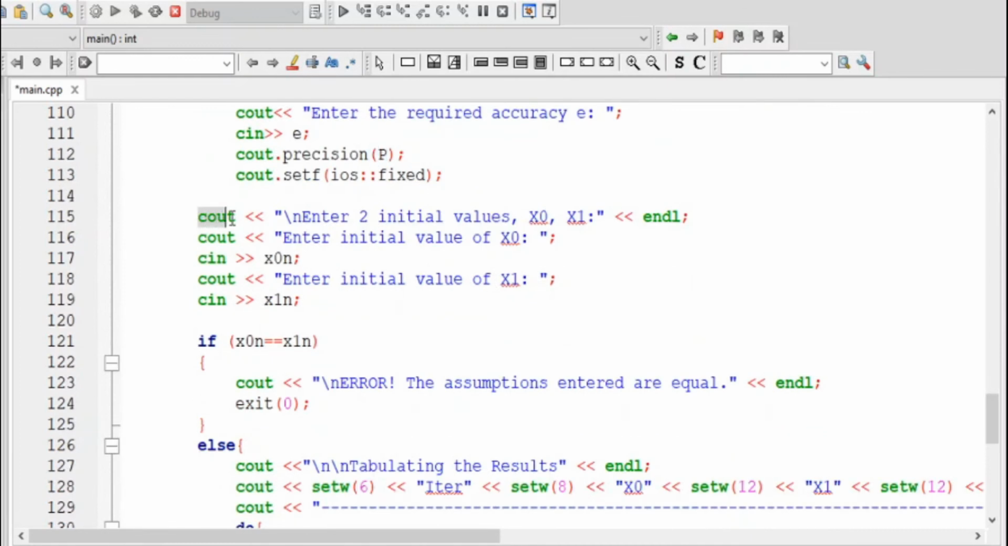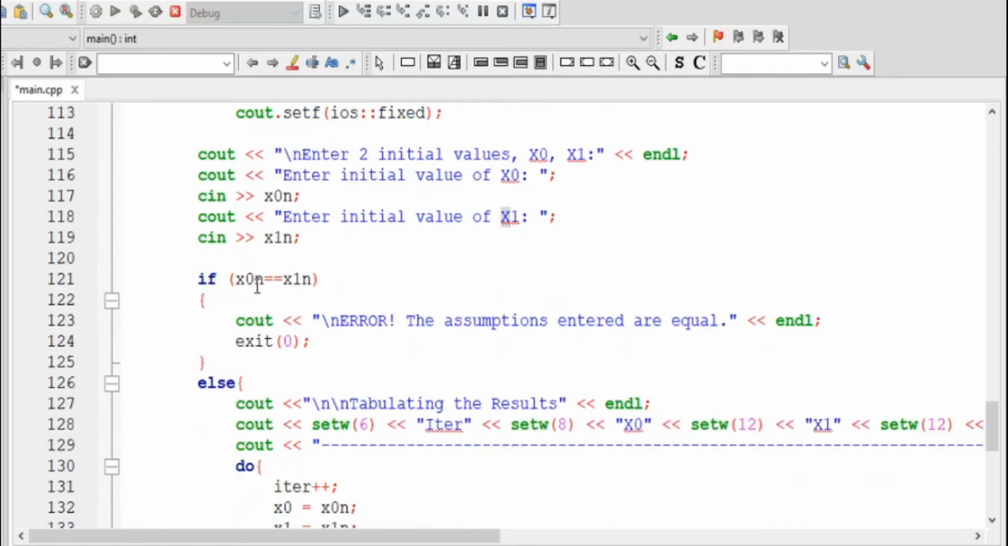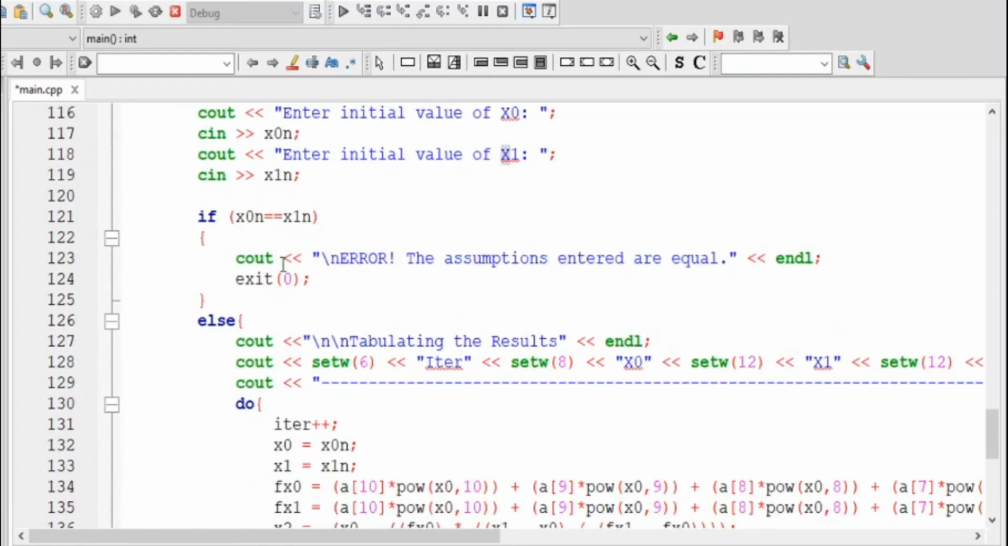The console will also print "Enter two initial values, x sub 0, x sub 1". The x sub 0 will be saved to x0n, and then we enter the initial value of x sub 1, which will be saved to x1n. If x0n is equal to x1n, then we will print the error: the assumptions entered are equal.